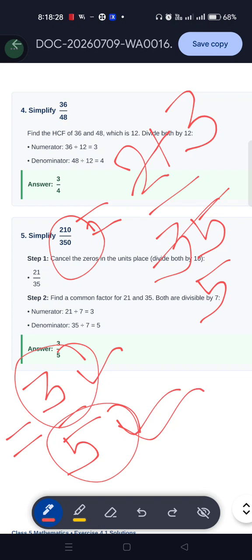Okay, thank you very much. We have completed exercise 4.1. Get ready for the next part of it, which is question C. Fill in the boxes. I am getting ready for it. You will also be ready for that. Okay, thank you very much.